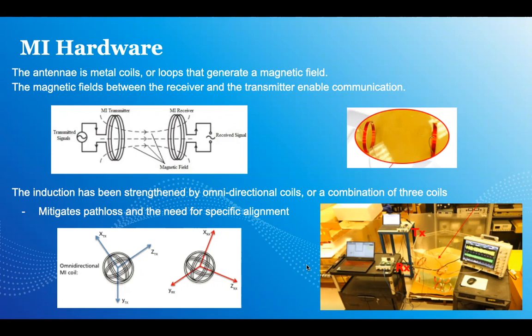But actually, we've been able to mitigate the path loss as well as the need for this specific alignment by using omnidirectional coils, or a combination of 3 coils, right? So we have a combination of 3 different coils in the X, Y, and Z direction, and this allows us to create fields in the X, Y, and Z direction. And that just allows us to communicate more freely and more flexibly, so we don't always have to have those coils being exactly parallel. And this is even beneficial for vehicles that move underwater. So these coils can communicate while the vehicle is moving.